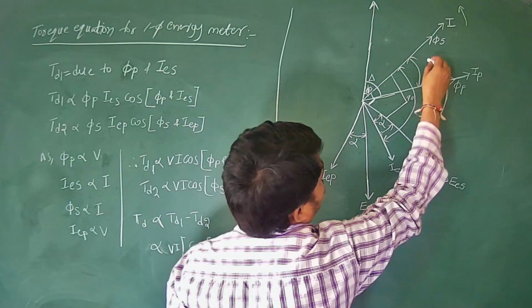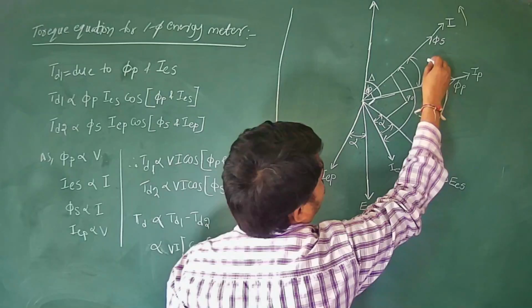This angle is phi. So delta minus phi. Therefore, this entire angle is 90 plus phi minus (delta minus phi). So this is the total angle between the phi p and the E_ES, sorry, I_ES.